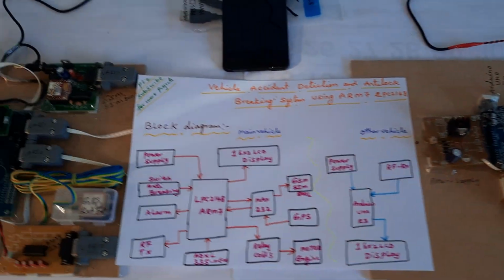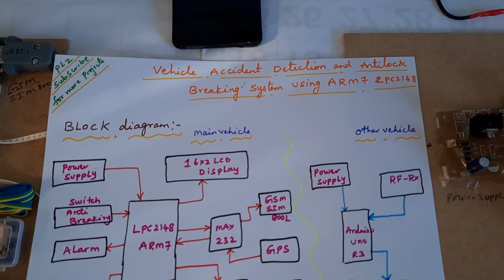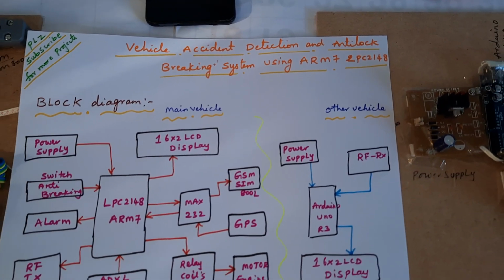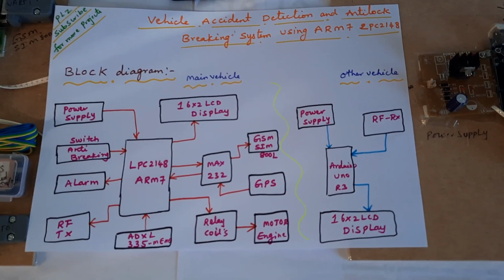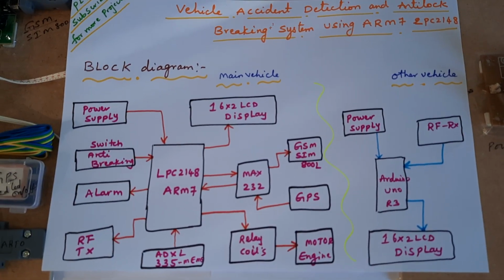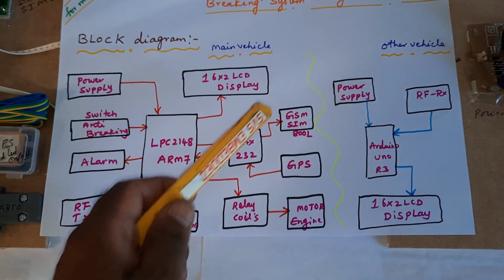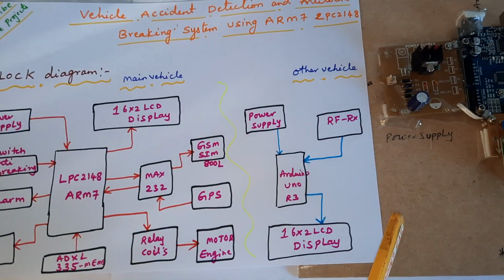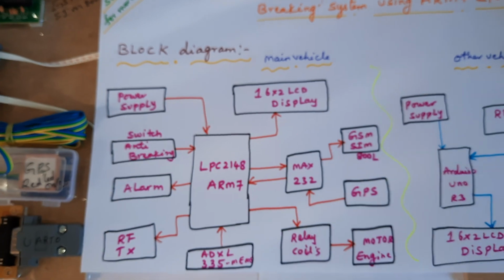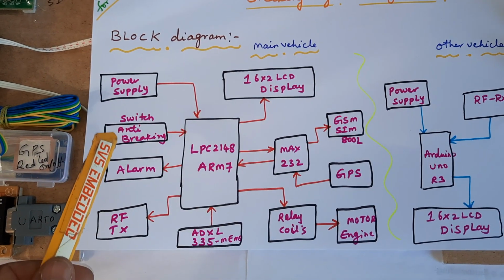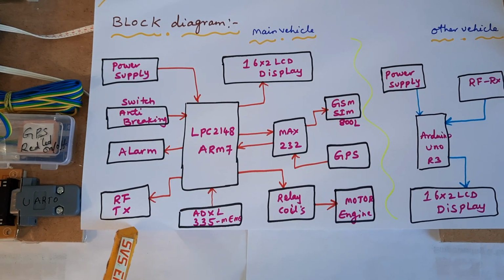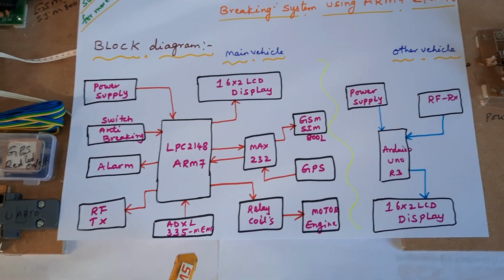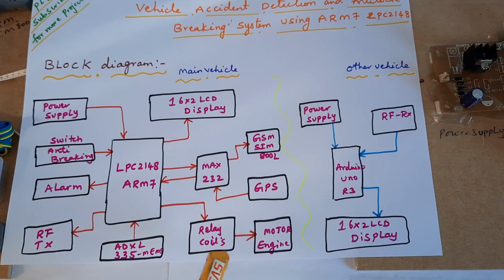The project title is Vehicle Accident Detection and Anti-Lock Braking System and Rescue System using ARM7 LPC2148 and Arduino Uno R3. In this project we are using an ARM7 LPC2148 main monitoring unit, the main vehicle unit, and another vehicle. In the main vehicle we are using an alarm, anti-lock braking switch, RF transmitter with a 433 MHz frequency transmitter module, ADXL335 accelerometer sensor, and a relay coil motor.